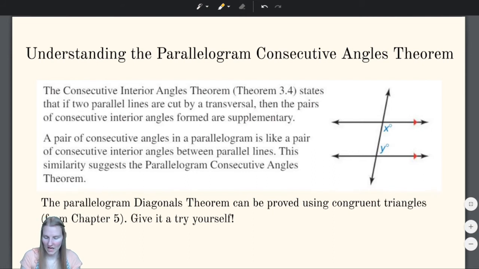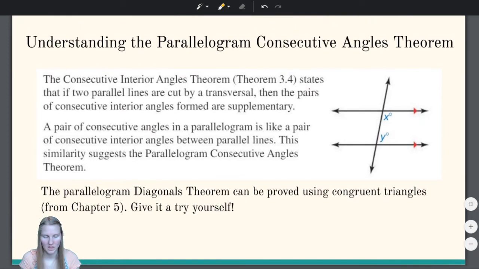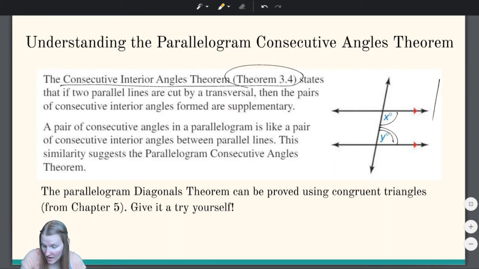So, understanding the parallelogram consecutive angles theorem. So, the consecutive interior angles theorem, remember from chapter 3? Remember when we were talking about transversals and parallel lines? Well, we said that consecutive interior angles were supplementary, that they added up to 180 degrees. This parallelogram consecutive angles theorem is basically the same thing, because when I have a parallelogram, I'm talking about both sets of opposite sides are parallel.